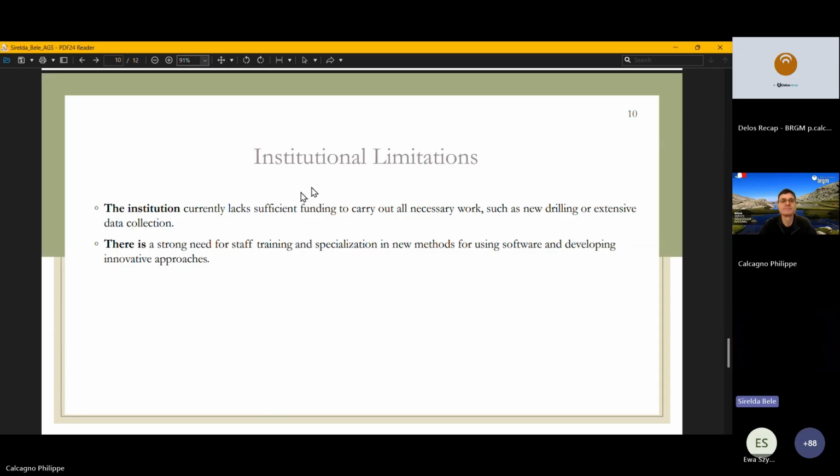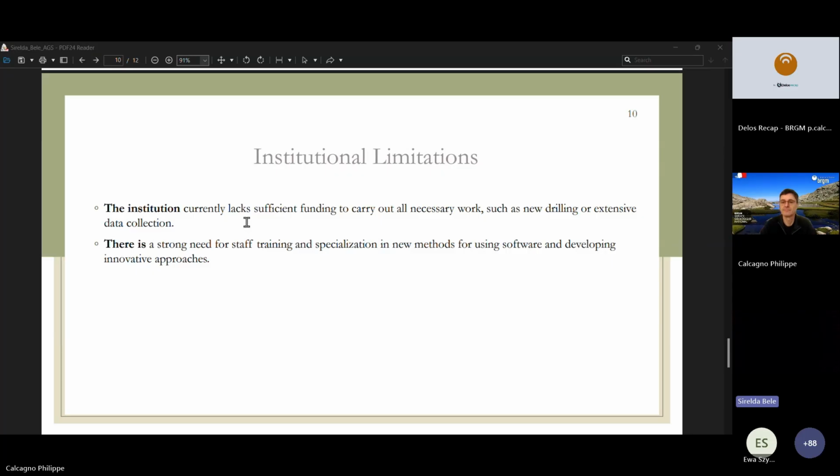Our institution also faces several internal limitations. The most important one is a lack of sufficient funding to carry out all the necessary work, such as new drilling or extended data collection. Additionally, there is a strong need for training of staff, especially in modern GIS and 3D modeling technology.